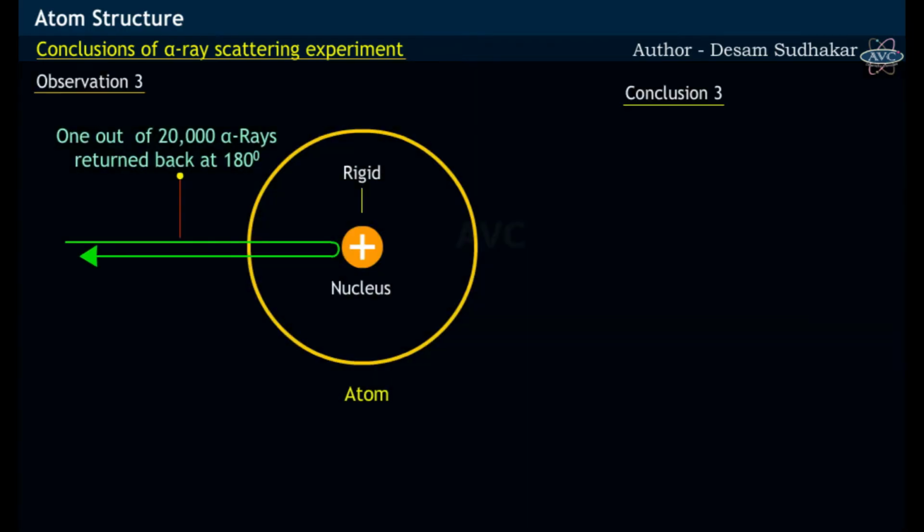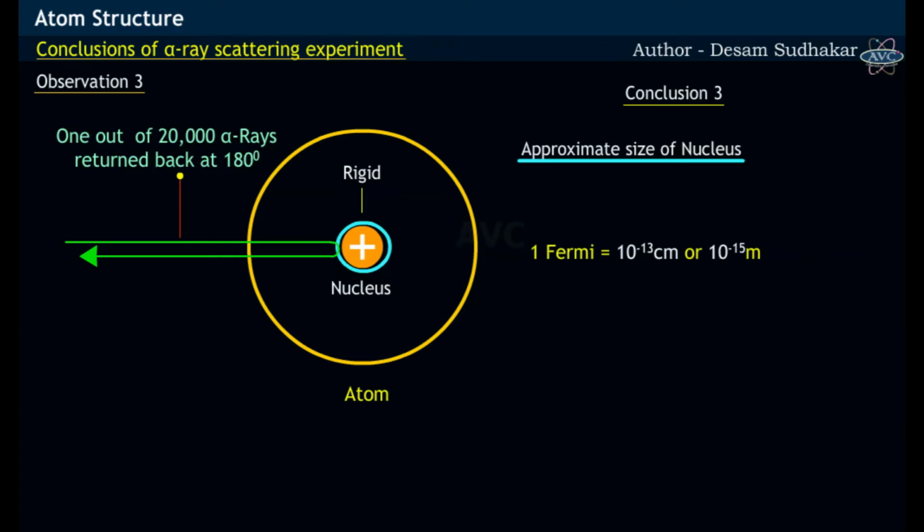Rutherford estimated the approximate size of the nucleus to be of the order of 1 Fermi, which is equivalent to 10⁻¹³ centimeters or 10⁻¹⁵ meters.